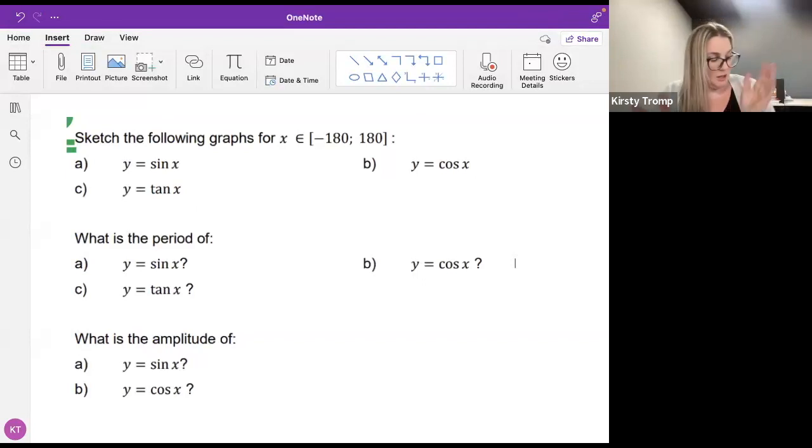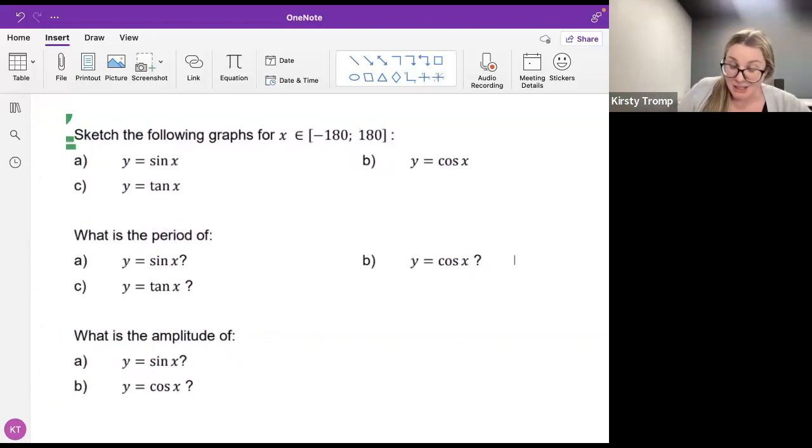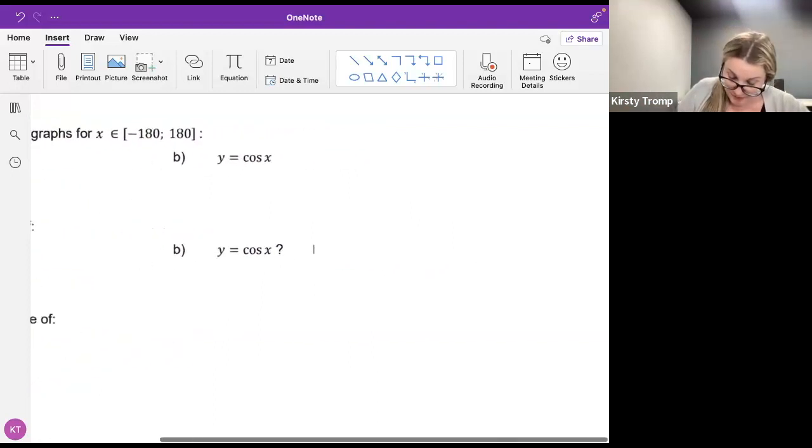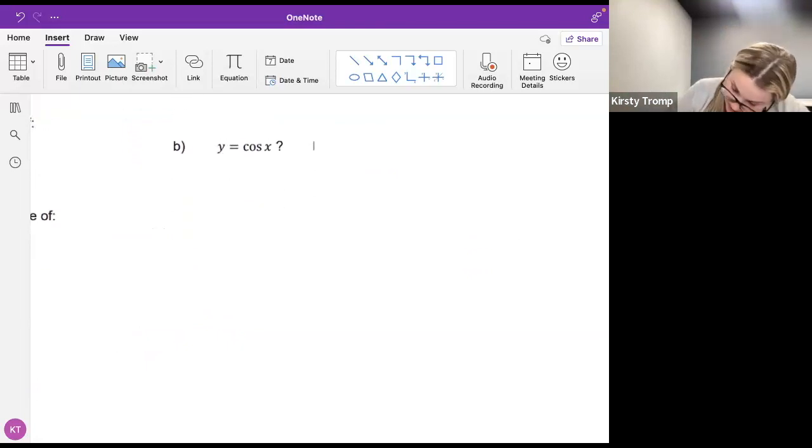Okay, all right, guys. Let's have a look. Like I said to you, we're going to start with the graph y equals sine x first. If I'm looking at this graph, I'm going to draw it down here for you guys.